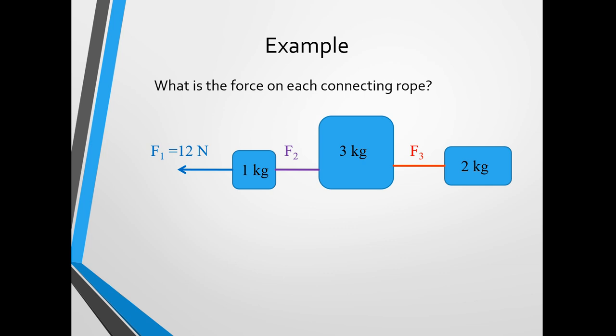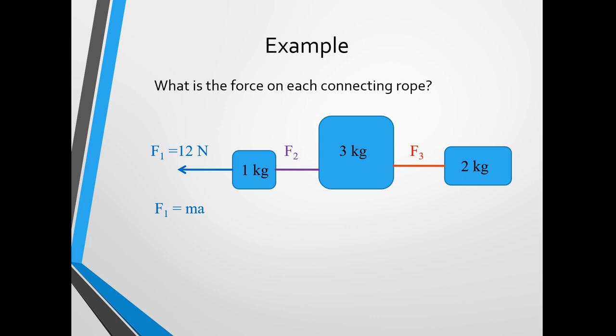One more example. We are asked, what is the force on each connecting rope? The only thing we know about these forces right now is that the force on the first rope, the one actually being pulled, is 12 newtons. A key point in this example is that because these objects are all tied together, overall the whole system, all three objects, will be accelerating at the same rate.